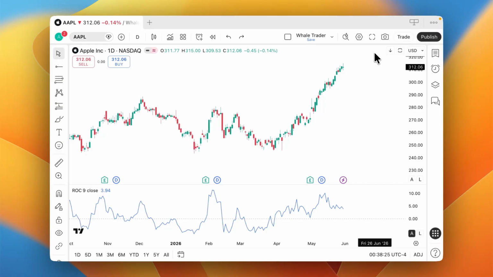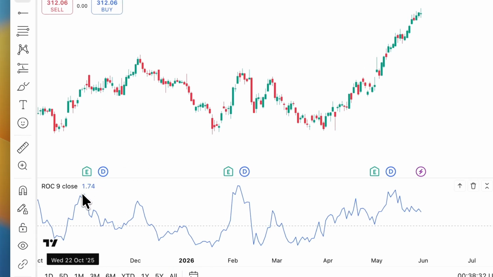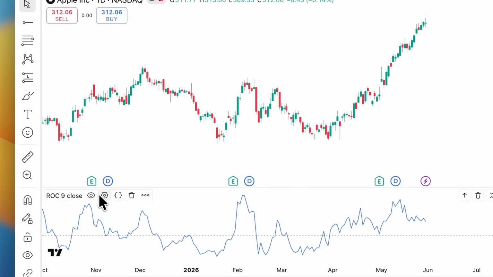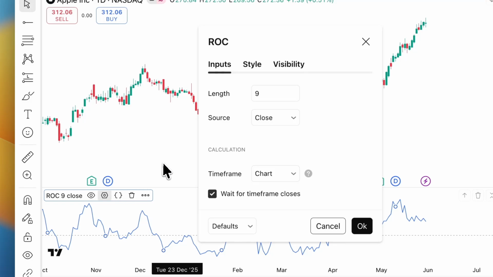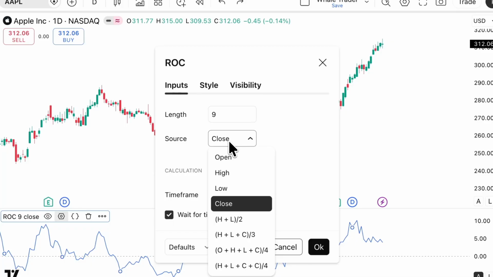Now let's head over to settings to see how you can configure it to your liking. Simply drop down to the lower pane and then hover over the name in the left. Now go to settings. Now you can see that the length right now is 9, which is the default, and the source is the close, but you can configure these however you would like.